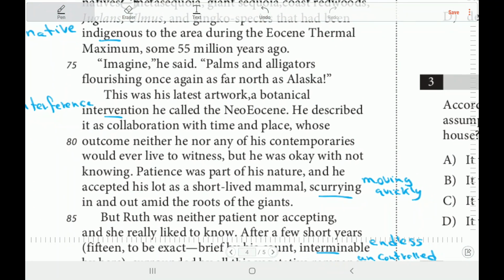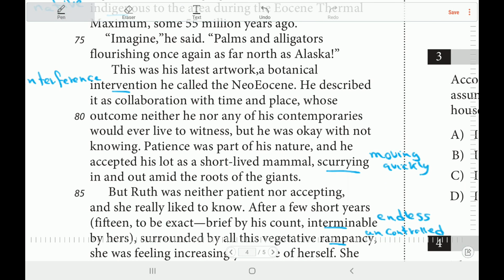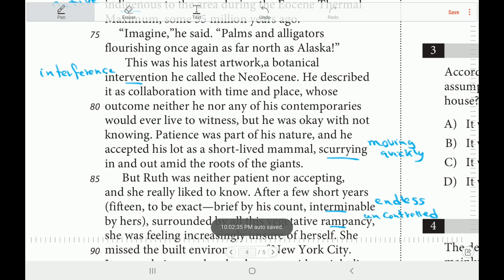Okay, and next paragraph. Imagine, he said, palms and alligators flourishing once again as far north as Alaska. This was his latest artwork, a botanical intervention he called the New Eocene. He described it as a collaboration with time and place, whose outcome neither he nor his contemporaries would ever live to witness. But he was okay with not knowing. That part is important. Why? Because he's planting some trees, but trees take a long time to grow up, so he wouldn't see that forest. But that was okay with him.